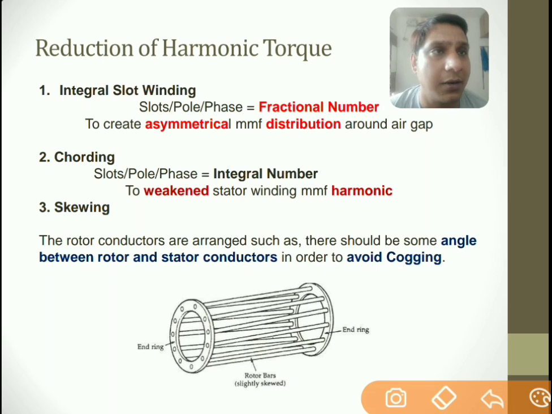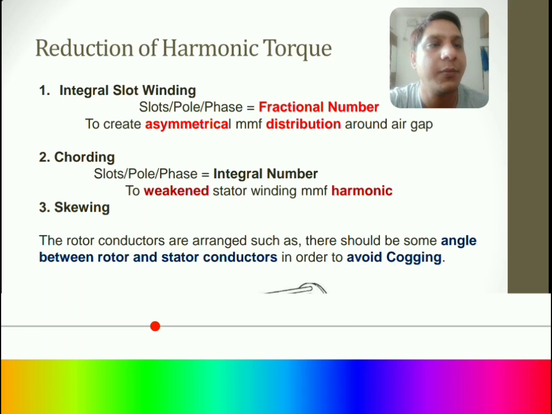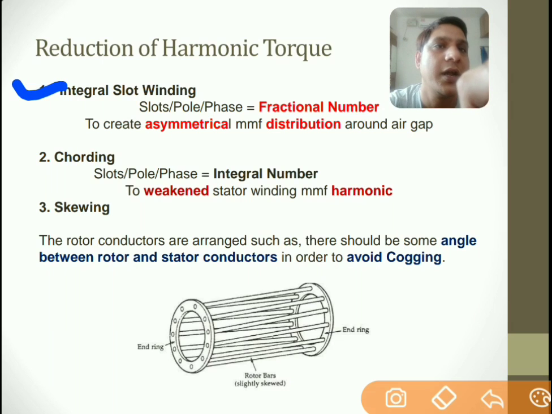That can be done by means of three methods. Those are mentioned here. For reducing the harmonic torque, there are three methods. So those three methods we are going to see. The first method is very important. The first method, which is very important, mentioned here, is integral slot winding.